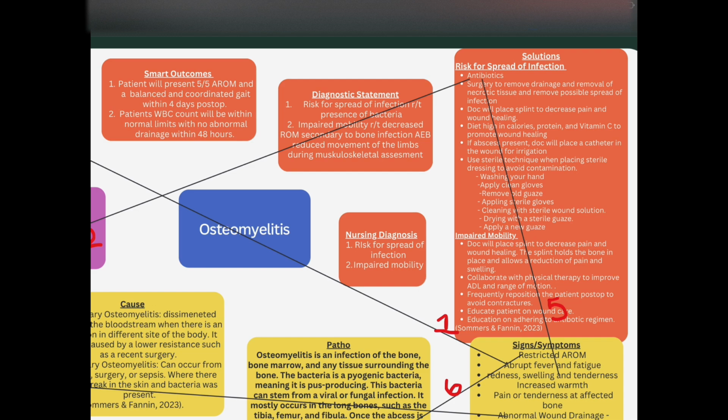And that's why I mentioned in the assessment section, we want to make sure that we're fully assessing our patient as far as the movement of their joints and their limbs. That's going to be super important.